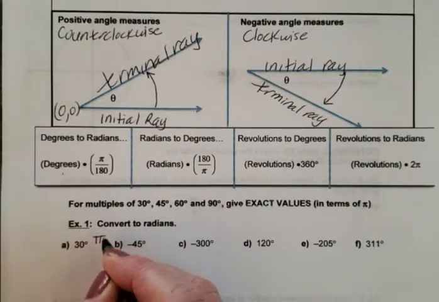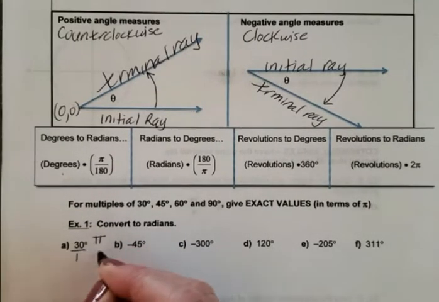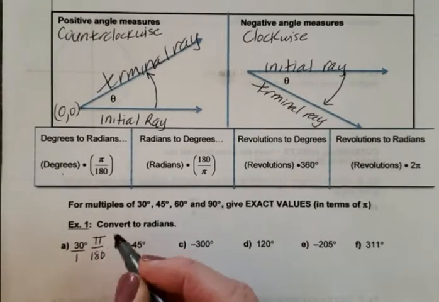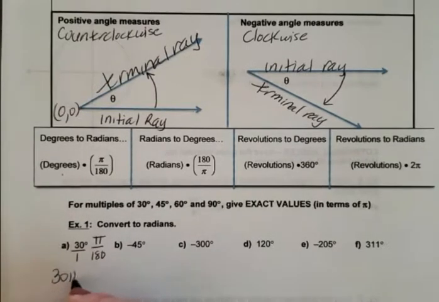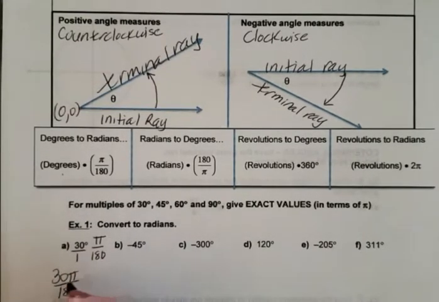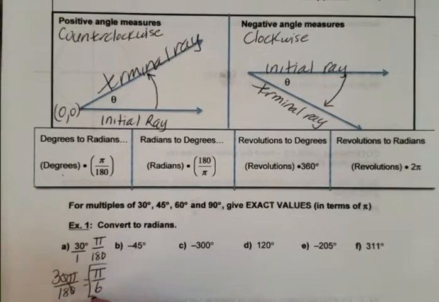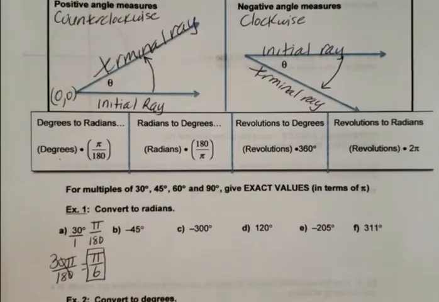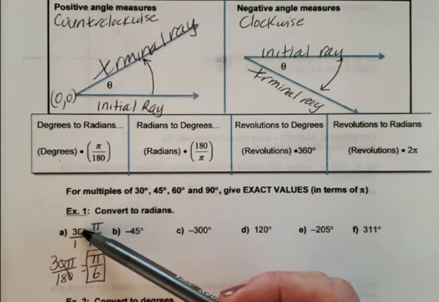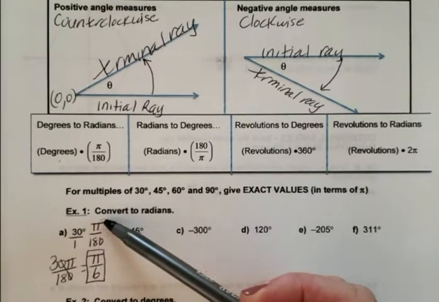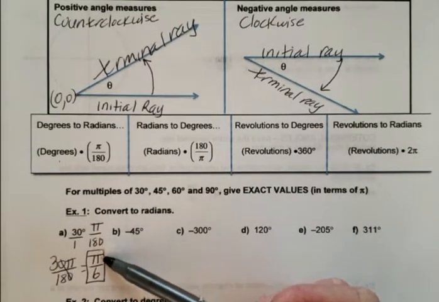So I'm going to do that. 30 degrees, that's the number of degrees, multiplied by pi over 180. That will give me 30 pi over 180, and that will reduce to 3 over 18, which is 1/6 of pi, or pi over 6 radians. And I like to think of it this way: 30 degrees is 180 degrees divided by 6, so this is pi radians divided by 6.